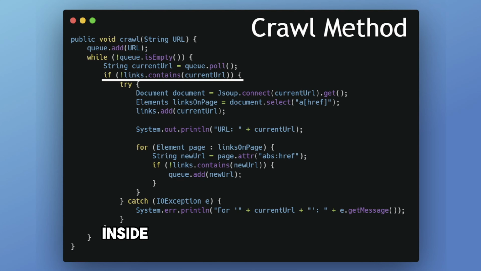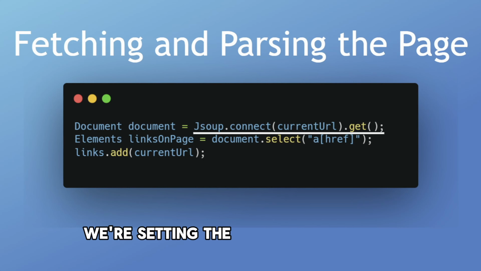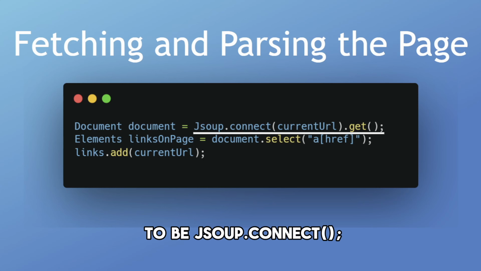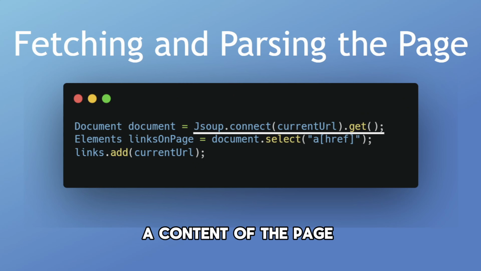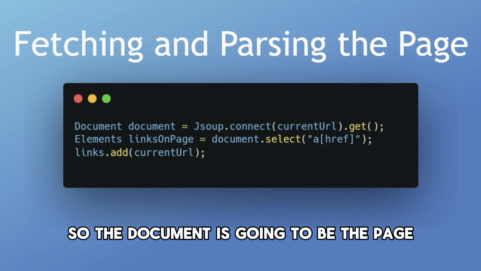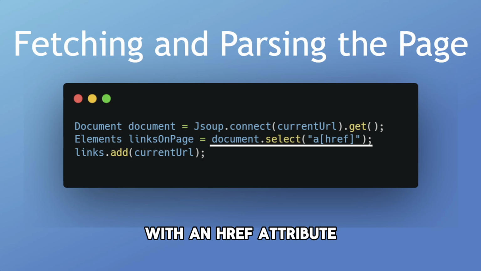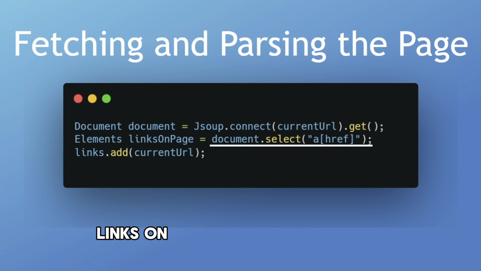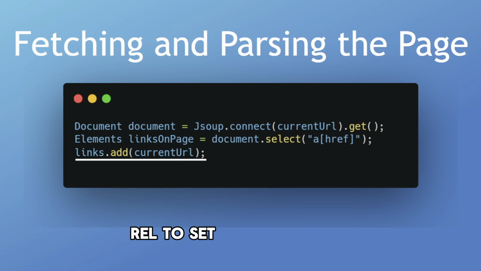Now we're going to take a look inside of the try and catch block. Here we're fetching and parsing the page, where in the first line we're setting the document variable to be Jsoup.connect, which connects to the URL and retrieves the HTML content of the page. So the document is going to be the page. Then the next line, we should already have an idea of what it does as web developers. It looks for all of the anchors, so all of the links, with an href attribute, which represents links on the page to other pages. And then the third line adds the current URL to the set of visited links.